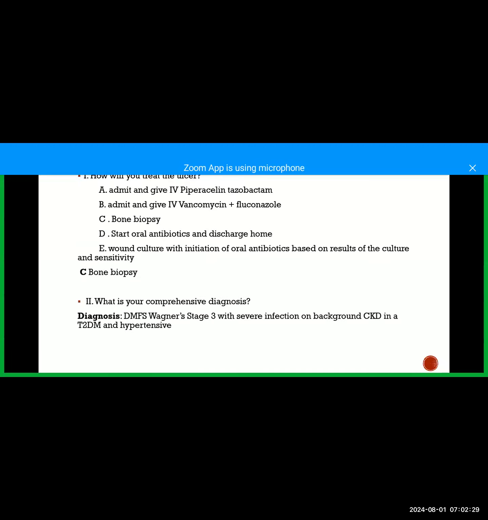In attempting to answer the question, how will you treat this patient? There are several options given. A, admit and give IV piperacillin and tazobactam. B, admit and give IV vancomycin and fluconazole. C is bone biopsy; I guess they also mean bone biopsy, microscopy, culture and sensitivity. D, start oral antibiotics and discharge them. E, wound culture and initiation of oral antibiotics based on results of culture and sensitivity.